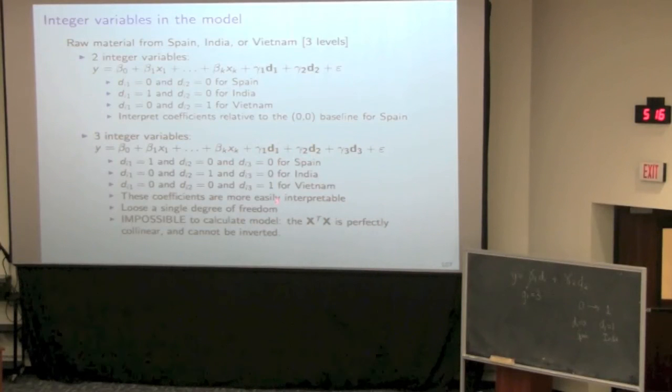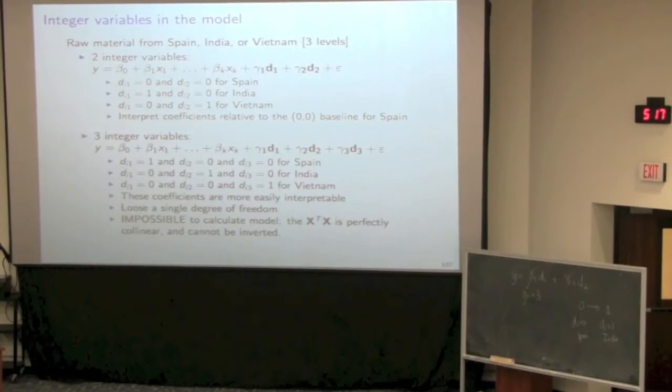But what you'll find is if you do that in R or in any software, X transpose X is perfectly correlated. So you actually cannot calculate that model because you're going to have perfect correlation. So this is not a sensible choice for the coding. You have to resort to this coding. It's a little bit more messy to work with, but it's intentional.